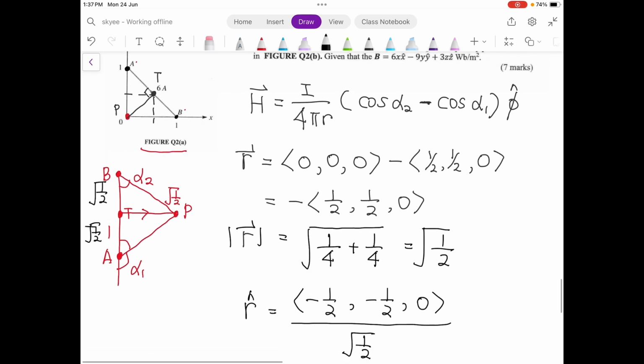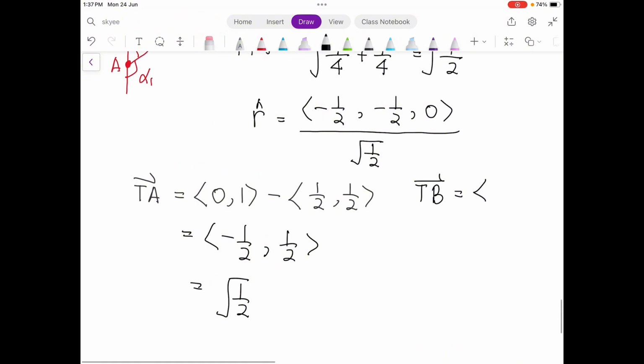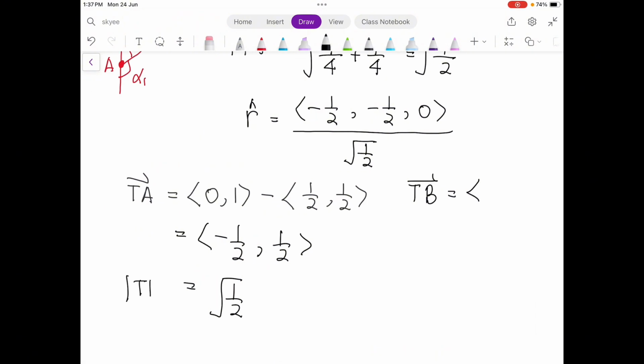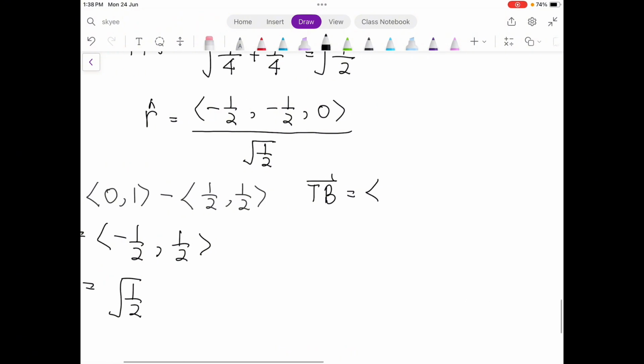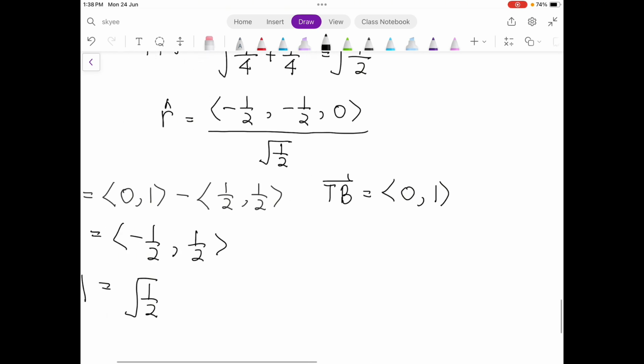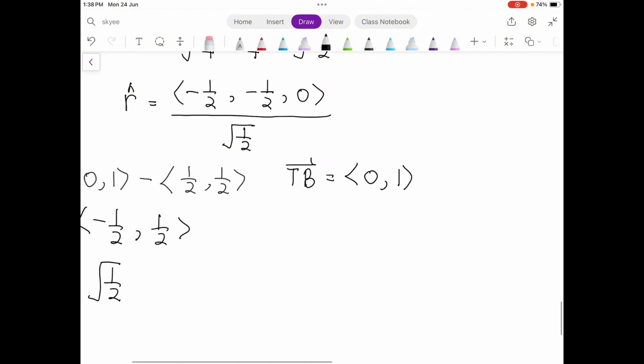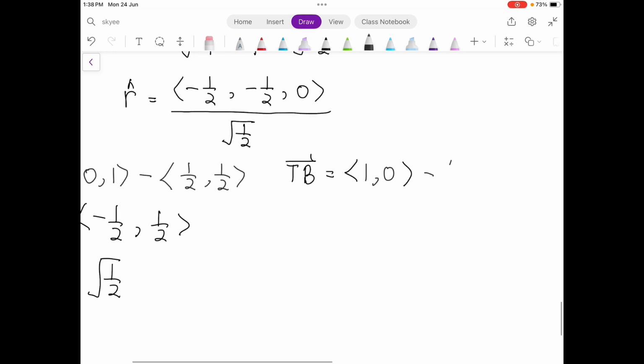This is for the TB. You can calculate the TB. B is 1, 0. Sorry, TB is 1, 0 minus 1 over 2, 1 over 2.